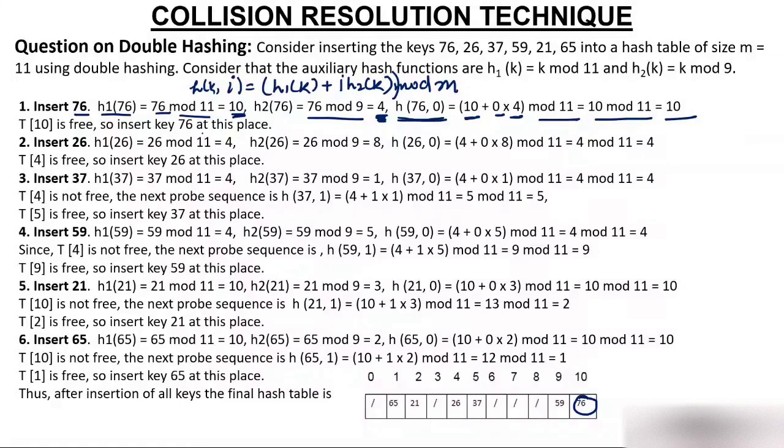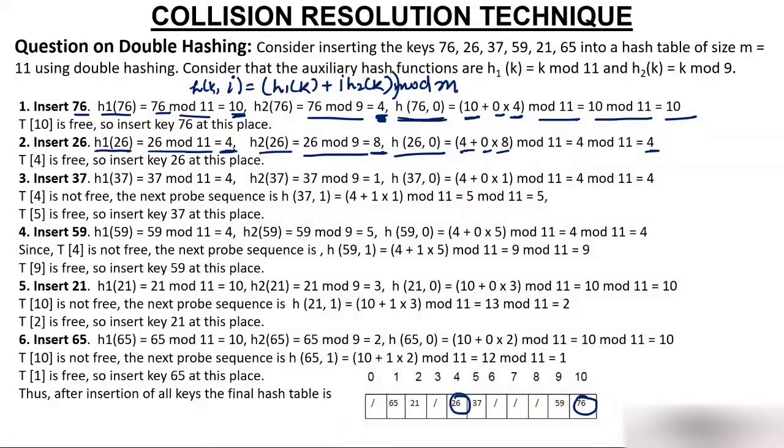Now you have to insert 26. First of all, you solve with the first hash function: h1(26) is 26 mod 11, with m value 11, you get 4. With h2(26) you get 8. Now h(26, 0), because the i value is 0: 4 plus 0 into 8, mod 11, you get 4. So at the 4th position you will place 26.